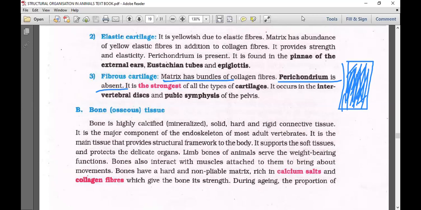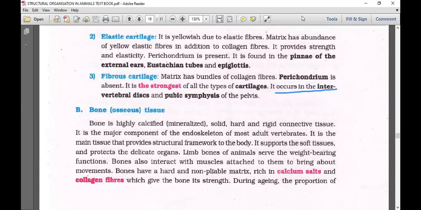It is the strongest of all types of cartilage. Why? Because it contains a large number of collagen fibers. No perichondrium, and the strongest of all types of cartilage. These are the features to be remembered. It occurs in the intervertebral disc and the pubic symphysis of the pelvis.